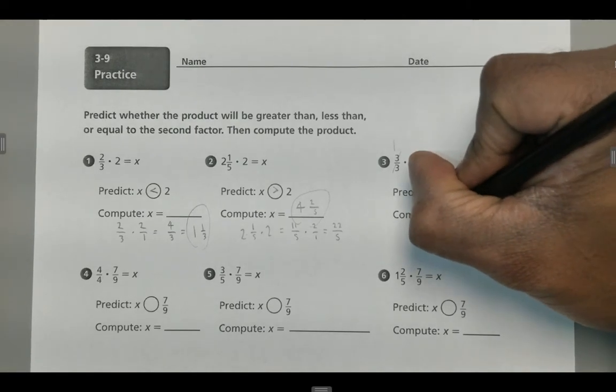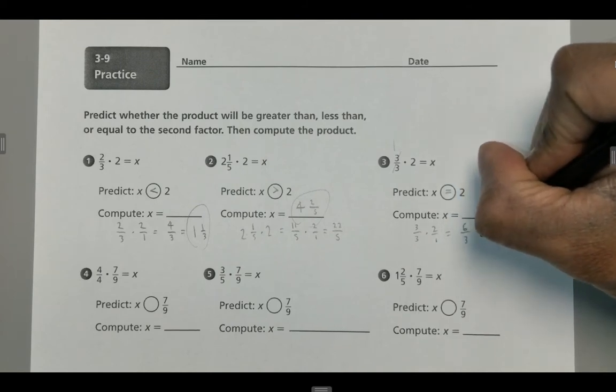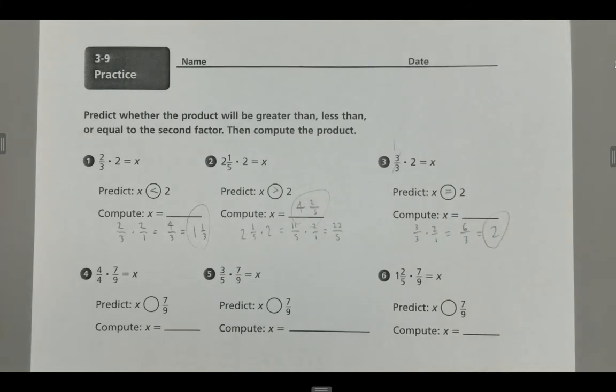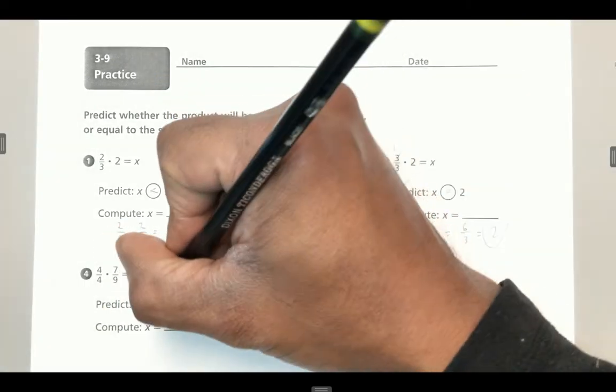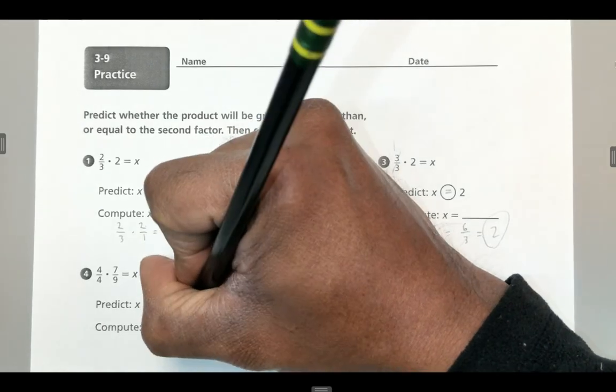Let's prove it. 3/3 times 2 over 1. 3 times 2 is 6. 3 times 1 is 3. And that gets simplified to whole number 2. Number 4. 4/4 times 7/9. What am I doing to 7/9? Multiplying it by 4/4. Is 4/4 greater than a whole, less than a whole, or equal to a whole? If you said equal, you would be correct. 1 whole times 7/9 equals 7/9.